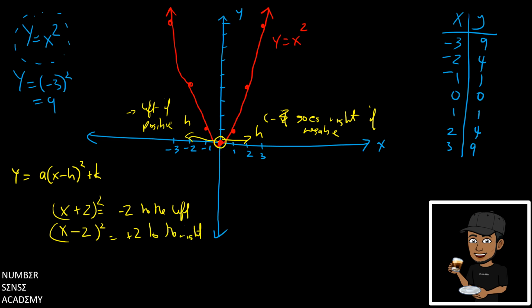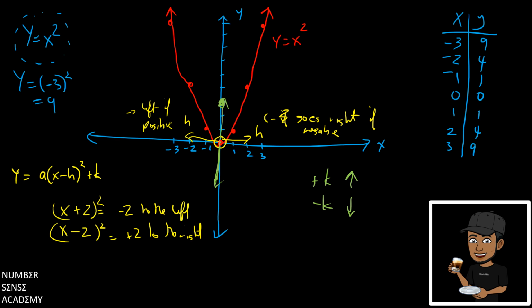Now k, on the other hand, just tells me that I'm going up and down along the vertical axis. That's all it is. So if I have a plus k, that means I go upwards. So plus k, my new point is here. If I have a minus k, then I simply go downwards. So I'm shifting the vertex.